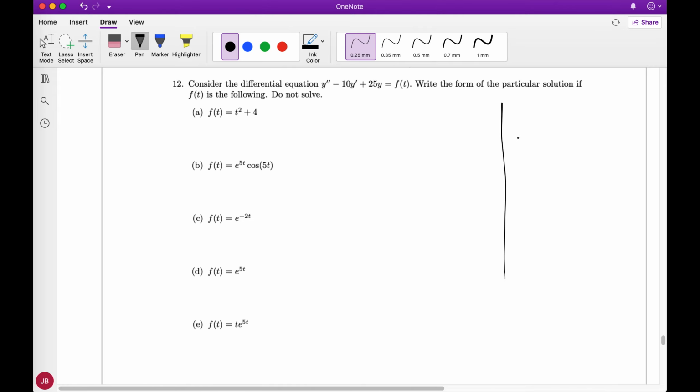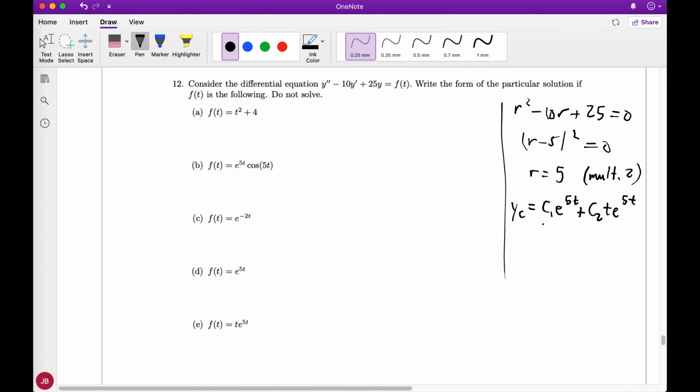Okay, now coming down here, I encourage you to pause the video and try these on your own, but we're just gonna go ahead and power on through. So first we'll solve the complementary by finding the characteristic equation. All right, so we get a double root of 5, which says yc is c1 e to the 5t plus c2 t e to the 5t.